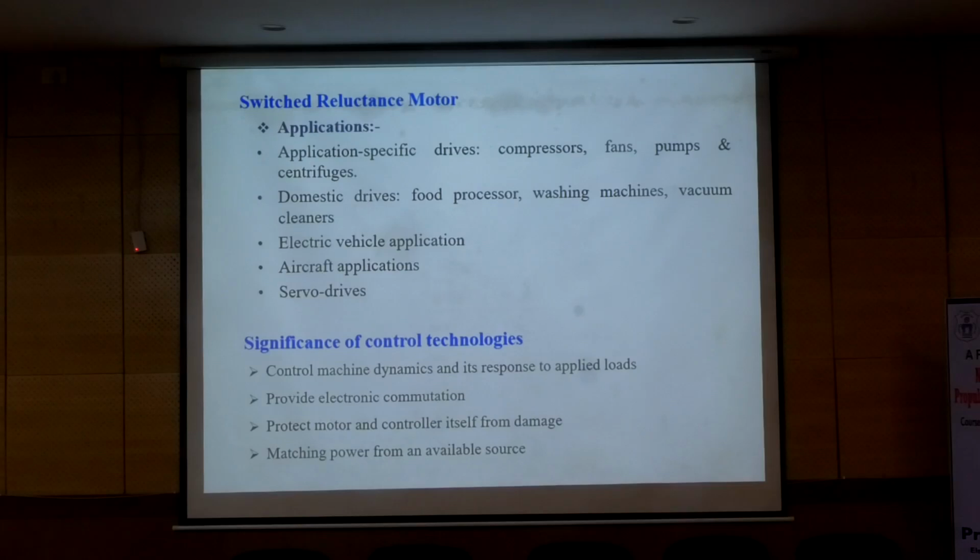And what is the significance of control technology here? The machine dynamics and its response to the applied load mean that designing the controller is a tedious process. Right from the initial starting to the normal steady state operation of the machine, this involves the control mechanism dynamics, which is a very crucial part here. I'll discuss the low speed operation and the high speed operation desirability of this machine.